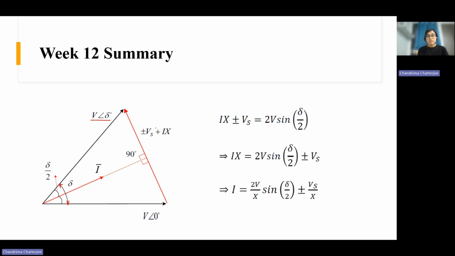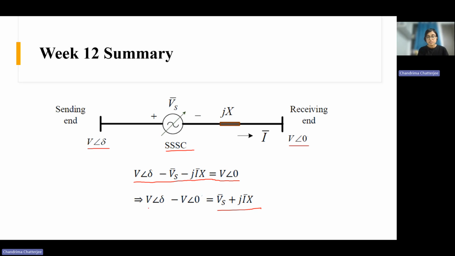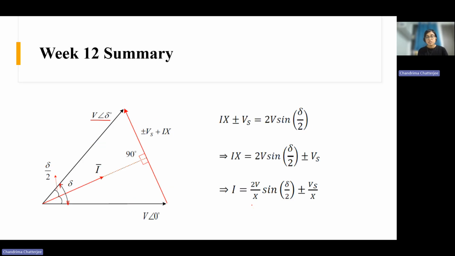Now, V angle delta minus V angle 0. So this quantity, what is this? This is equal to Vs plus jIX, right? That's why this red arrow, this red phasor, represents Vs plus jIX. Why is plus minus Vs used? Because the triple SC can inject either positive voltage or negative voltage. That's why this plus minus. Okay, so this is the phasor.